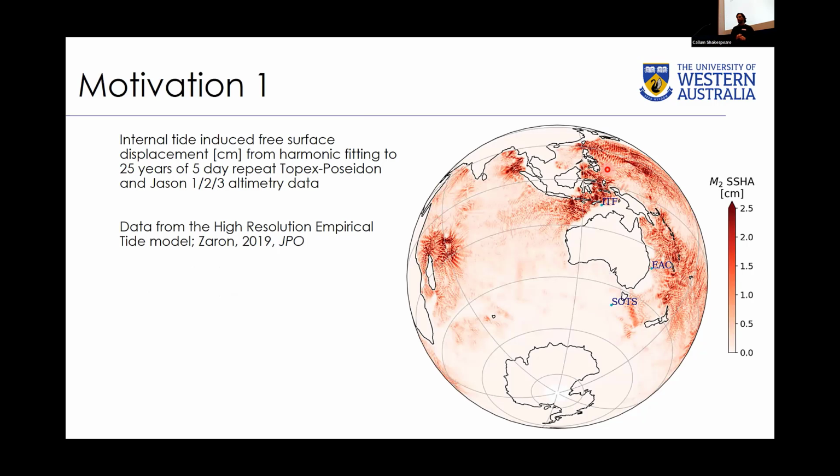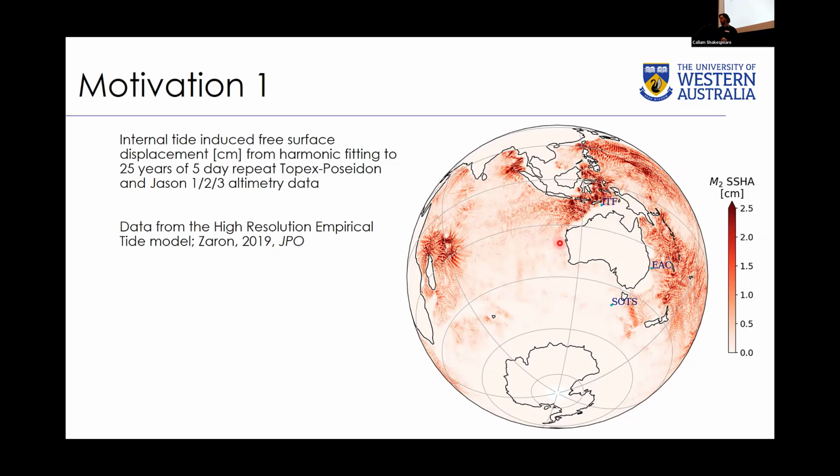So the motivation for the first question: there are now these global maps of internal tide-induced free surface amplitude, free surface displacement. This is one product from Zaron 2019. Basically what you get is the amplitude of the steric height perturbation at astronomical tidal frequency. So this is the M2 semidiurnal frequency. And you get nice maps like this showing hotspots throughout the tropical ocean.